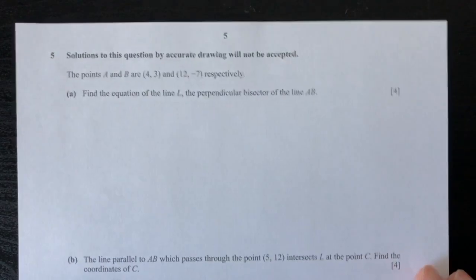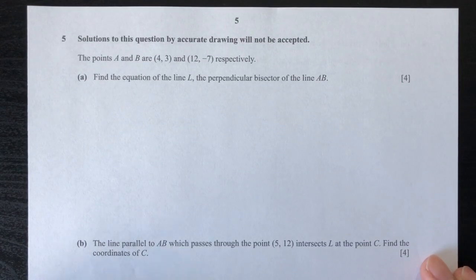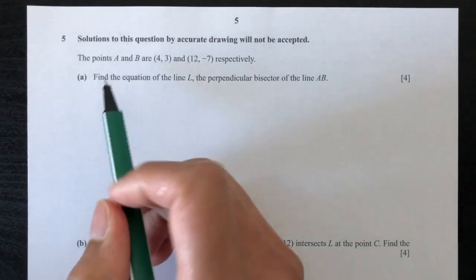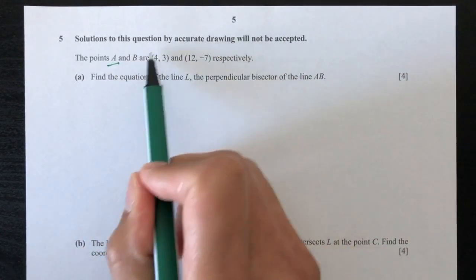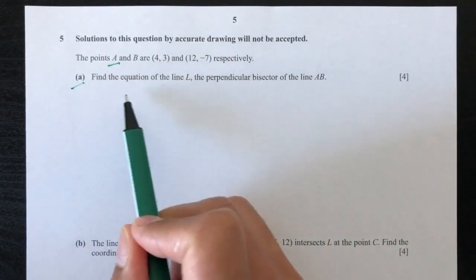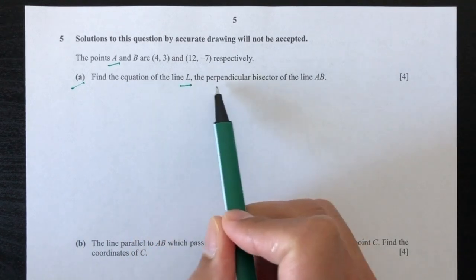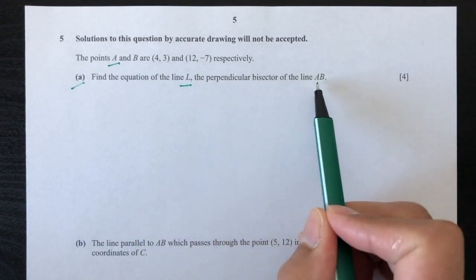Okay, let's move on to question number 5. Solution to this question by drawing will not be accepted, so we have to use our formulas and algebraic solution. So the points A and B are given by these points. Now part 1, find the equation of the line L, the perpendicular bisector of the line AB.